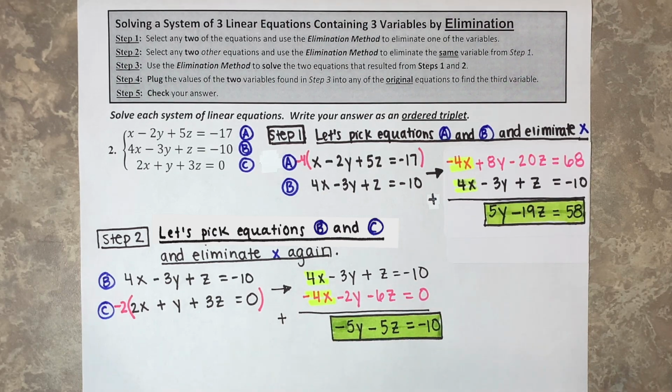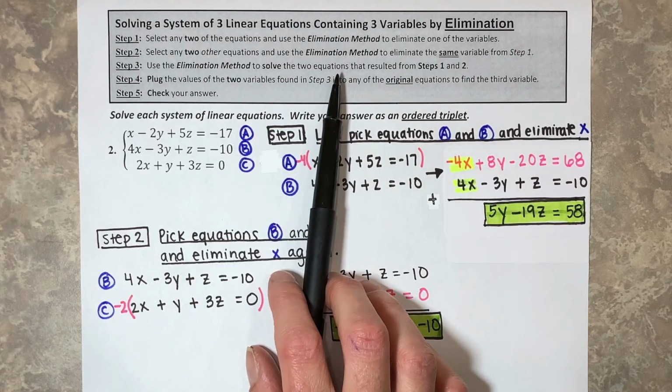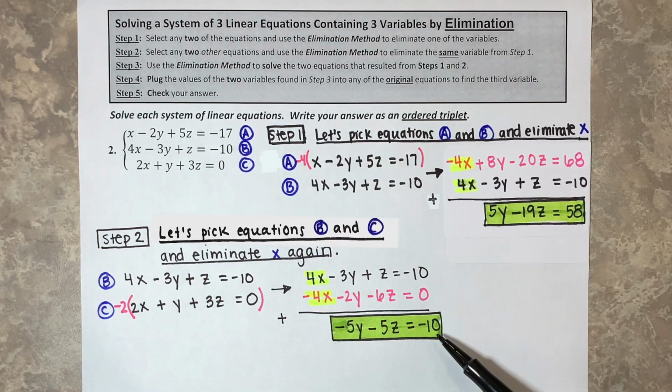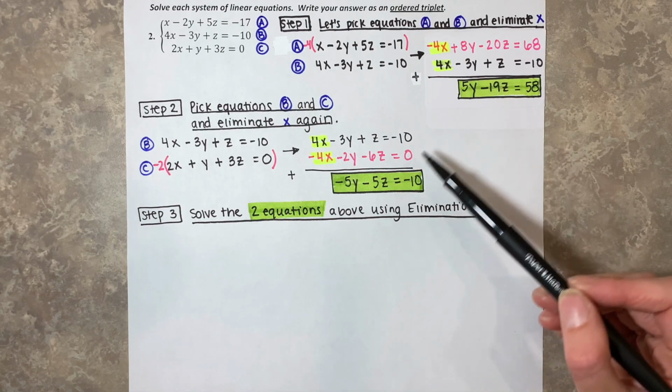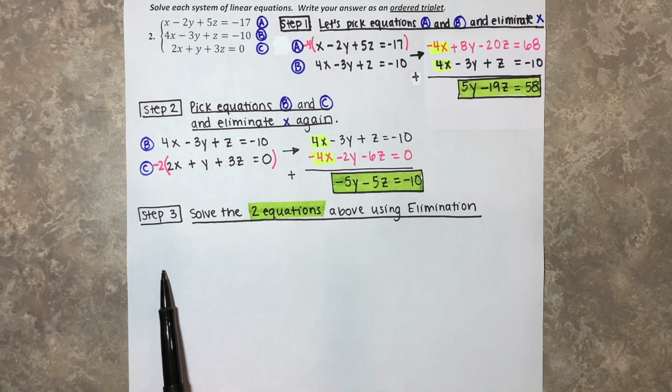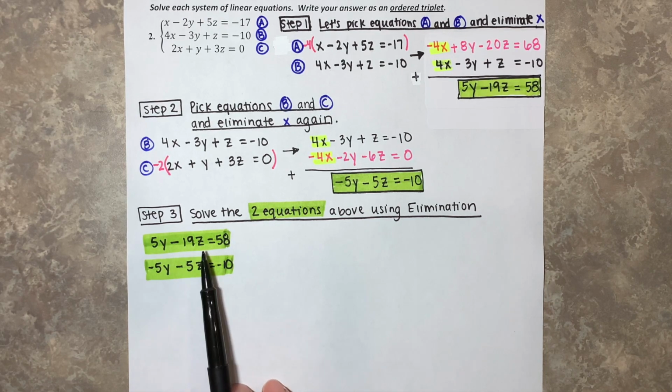In step 3, we're going to use the elimination method to solve the two equations that resulted from steps 1 and 2. So in step 3, we're going to solve these two green equations using elimination. So first I'm just going to copy down these green equations here and here. Now we have a system of two equations involving two variables. In chapter 3.1, we had lots of practice solving systems of two equations involving two variables using elimination.